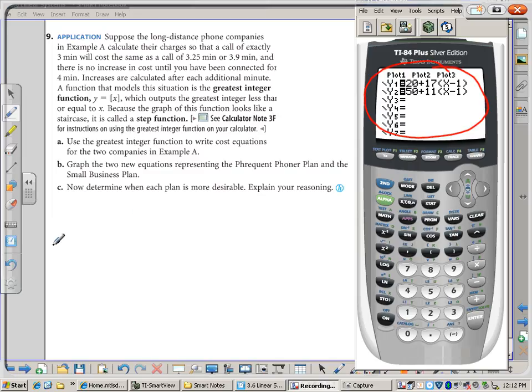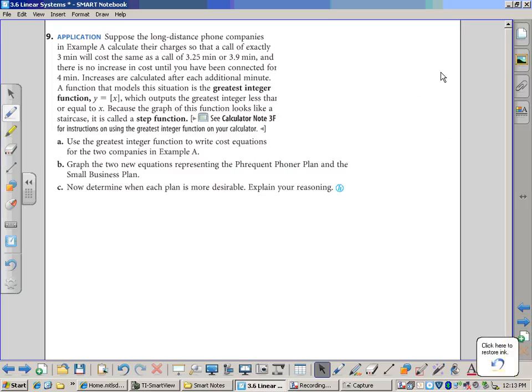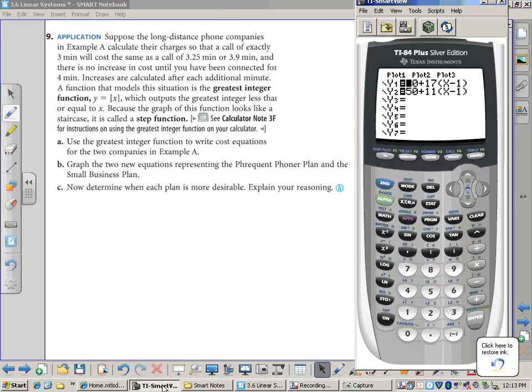And if you recall from Monday, we basically have those two equations where the first company charged you 20 cents up front and then 17 cents for every minute beyond that. Y2 would charge you 50 cents up front for the first minute and then 11 cents for every minute beyond that. Here's what that graph looks like when you graph it. Okay?